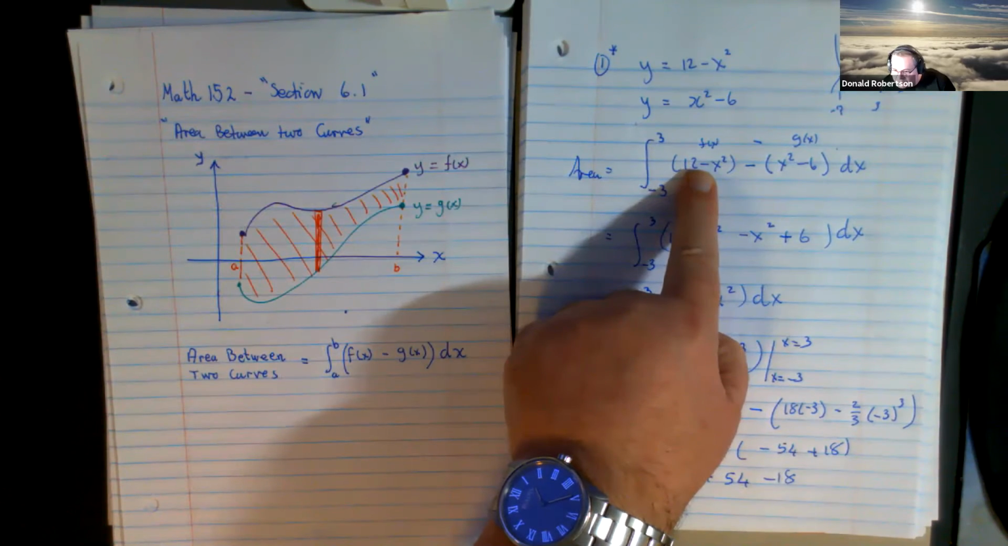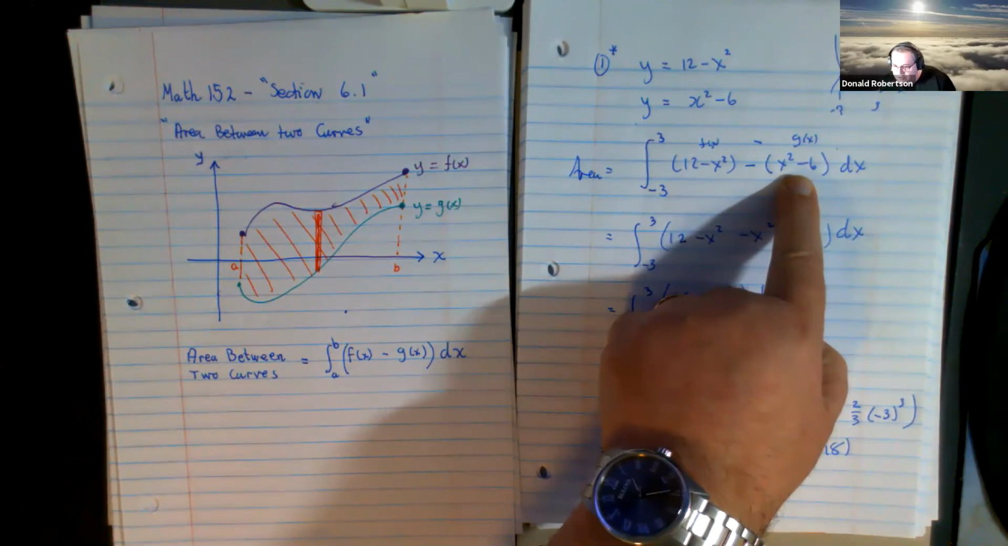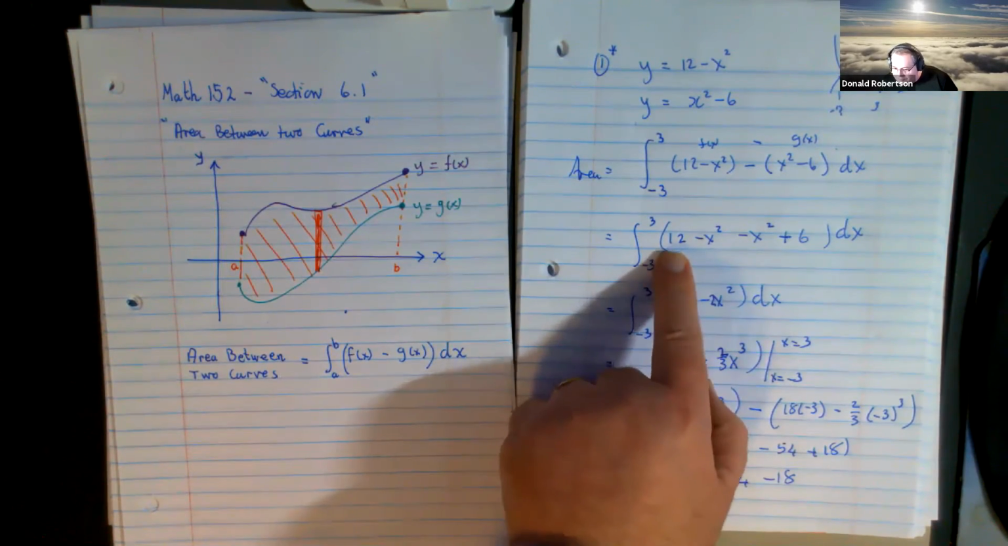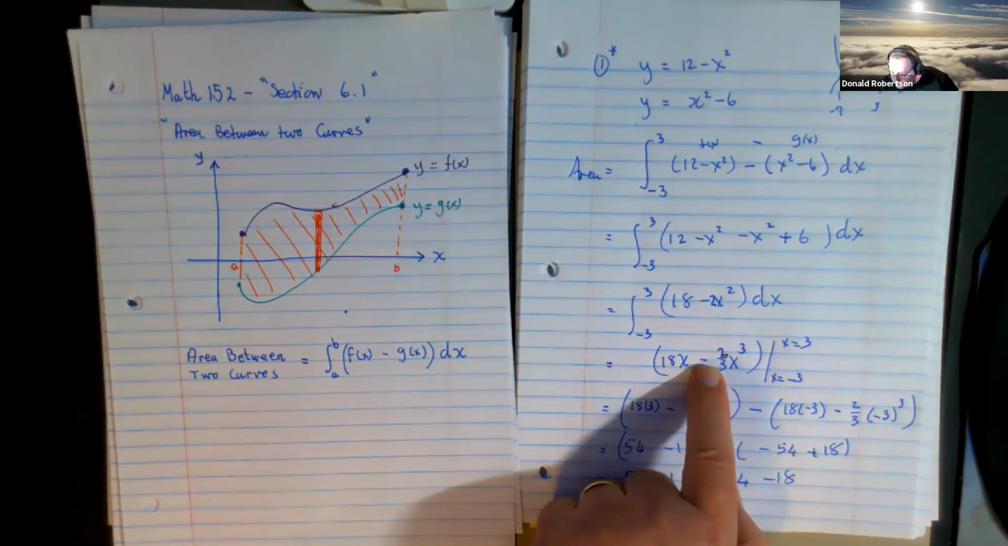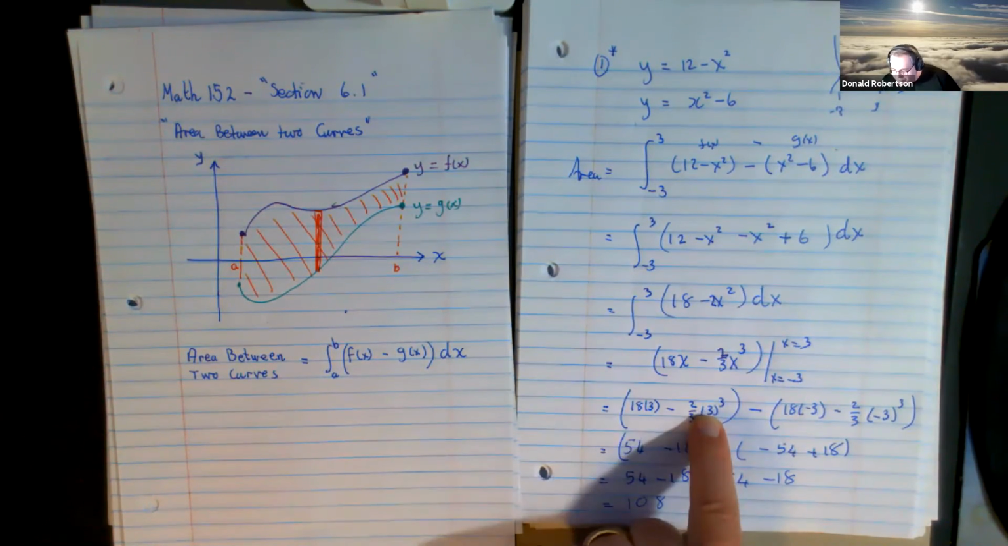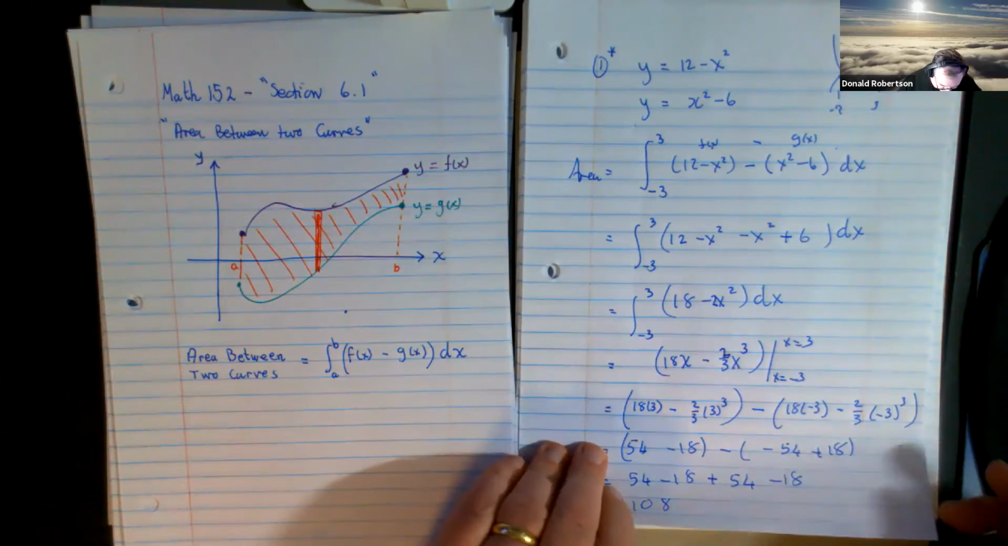Figure out who's the high one, f of x. Take away which one's the lower down one, g of x. Tidy it up. Integrate using the typical rules that you would use. Plug in your numbers, answer. Right, it's got a nice flow to it, right? From start to finish, it's got a flow to it. It doesn't jump around too much.